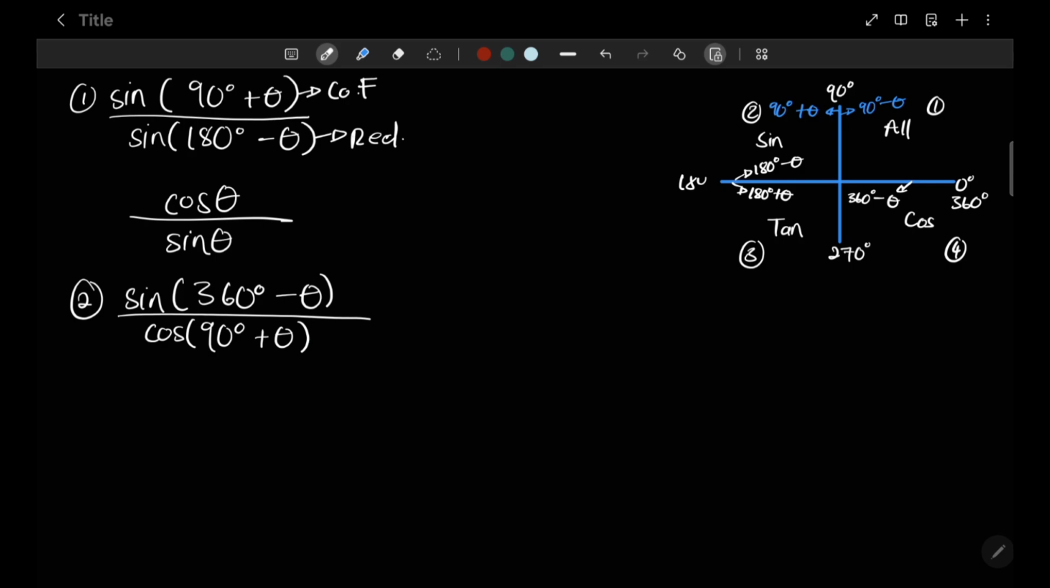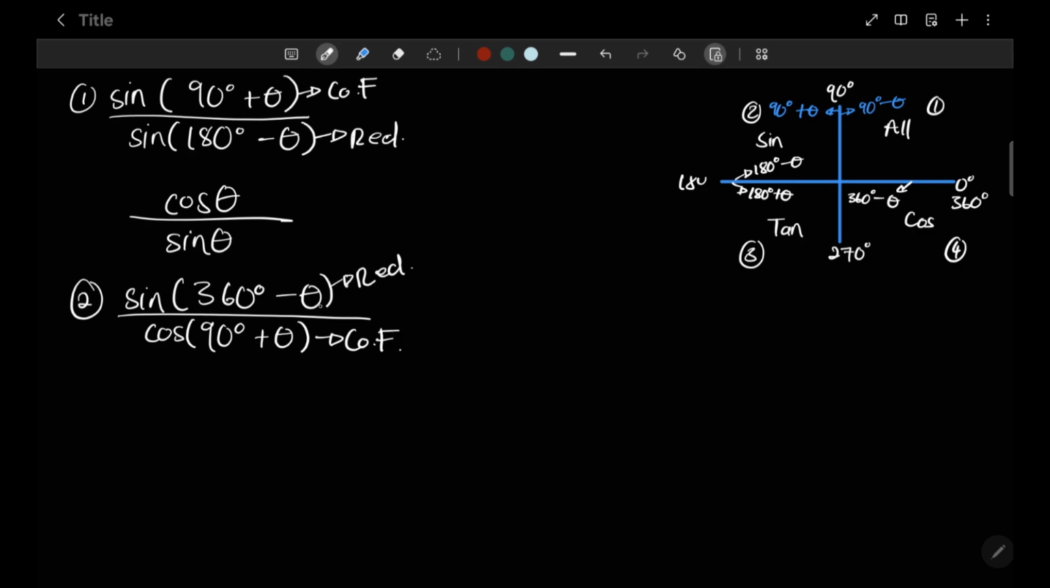What's the first step? Identify the trig technique, whether it's a cofunction or a reduction. 360 degrees minus theta is a reduction, so let's write RED. 90 degrees plus theta is a cofunction. We swap between sine and cos. Now let's apply a trig technique.